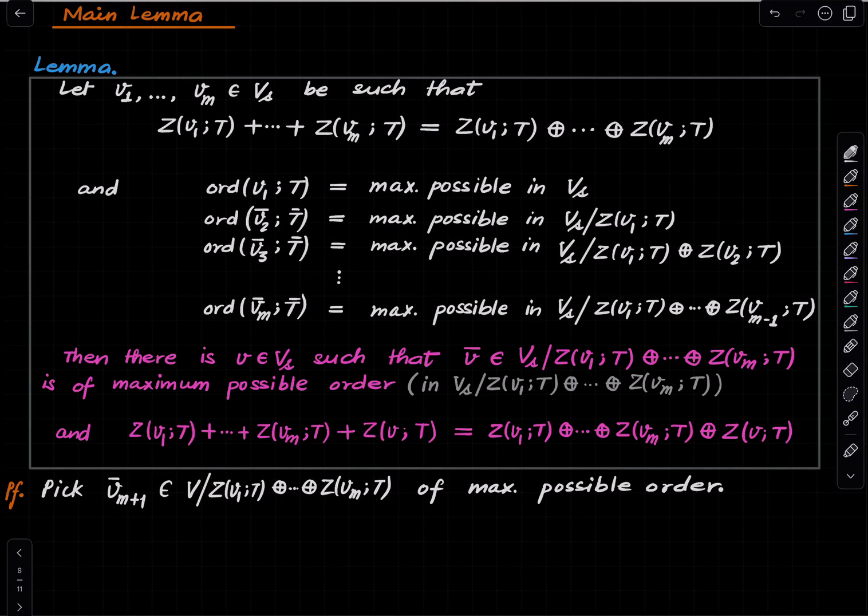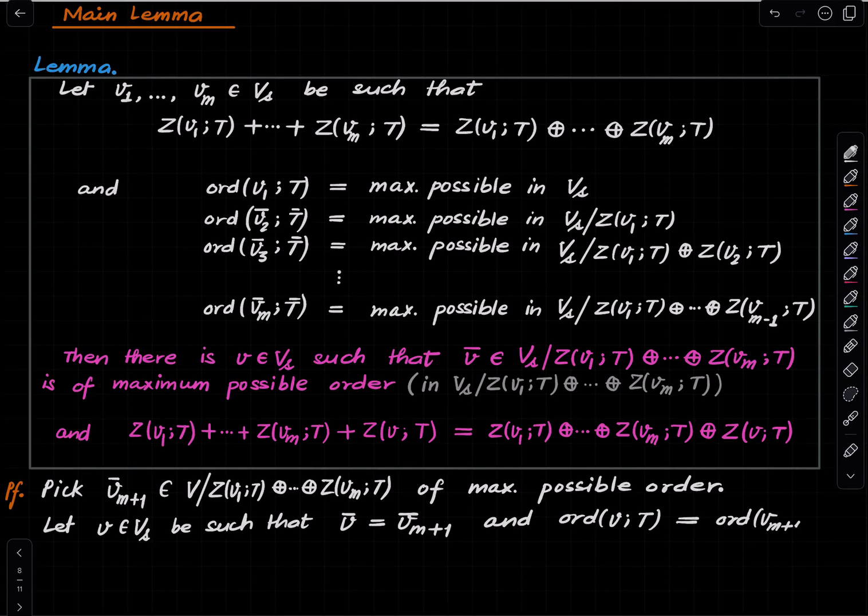Okay. All right. And by using the previous lemma, let v be such that v bar is vm plus 1 bar, and the order of v in the original thing is the same as the order of vm plus 1 bar in the quotient. And let us say by notation that this is equal to s minus k for some non-negative k. Okay? Where k is non-negative.